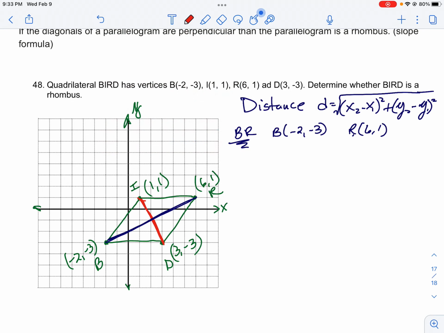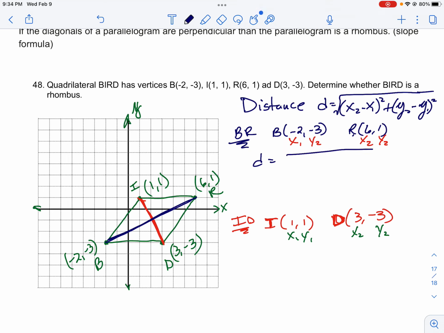And then we're also going to work with ID. And point I is 1, comma 1. Point D is 3, comma -3. That is a D, by the way. Very good. All right, so let's go ahead and get this going. So I always like to first identify my points. That keeps everything nice and clean as we work. Now I'm going to simply go back and start plugging stuff into the formula.